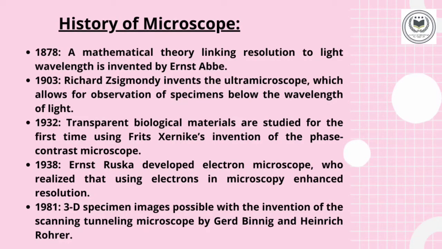In 1932, transparent biological materials were studied for the first time using Fritz Zernike's invention of the phase contrast microscope. In 1938, Ernst Ruska developed the electron microscope, realizing that using electrons in microscopy enhanced resolution. In 1981, 3D specimen images became possible with the invention of the scanning tunneling microscope by Gerd Binnig and Heinrich Rohrer.